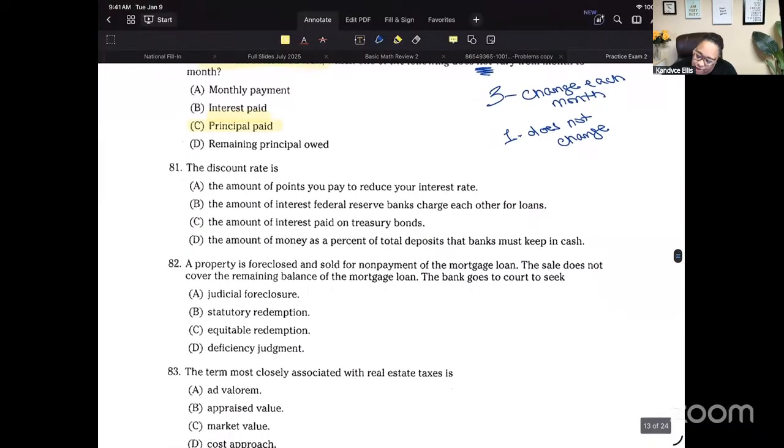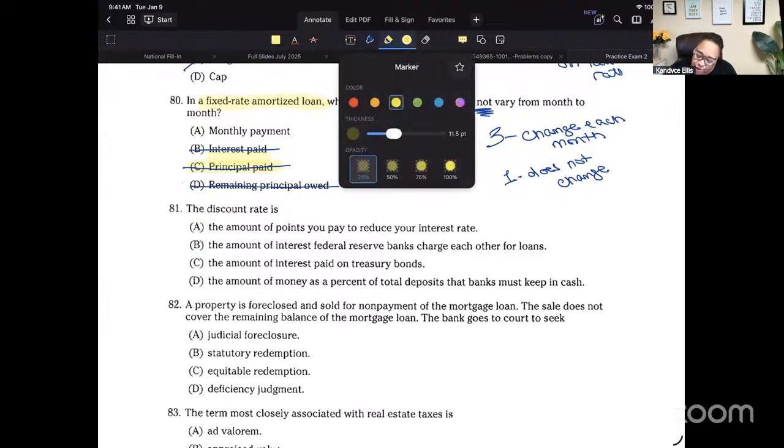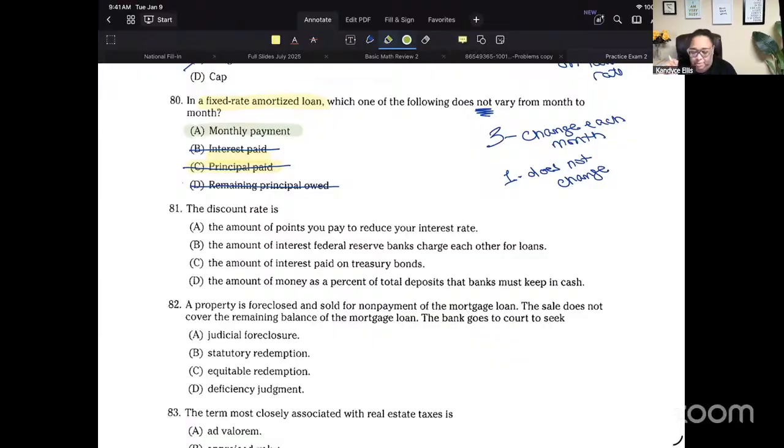that's why our answer is not C, because your principal and your interest, how much you're paying every month, changes every single month, which means how much you owe because you're paying down the loan changes every month, which means our actual answer should be A, the monthly payment.